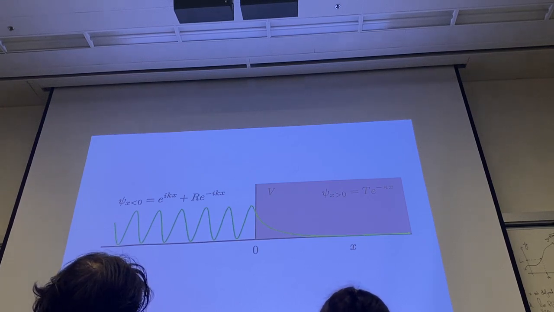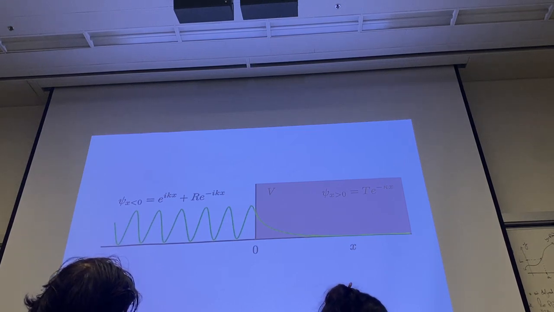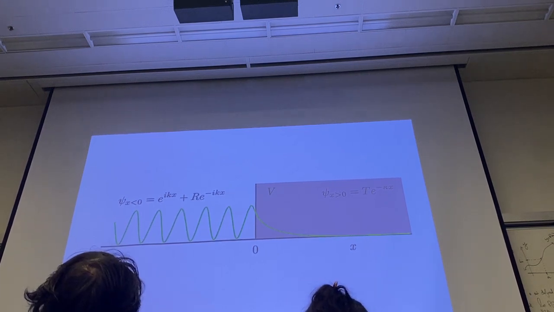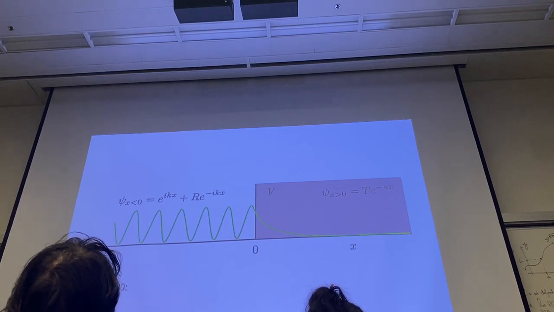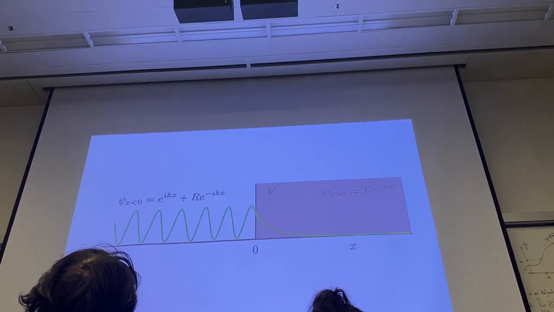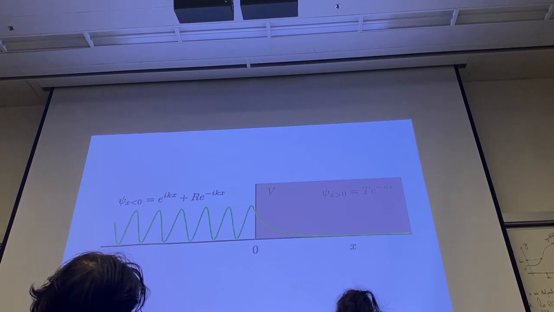How do I get to r and t? Well, I can say that at this intersection here, at position 0, I need to fulfill the boundary conditions for the wave function. What does that mean? I have two conditions that I need to fulfill. One is that the wave function has to be continuous. Remember that from last time? The wave function has to be continuous. Also, its slope needs to be continuous. Otherwise, its second order derivative doesn't exist.